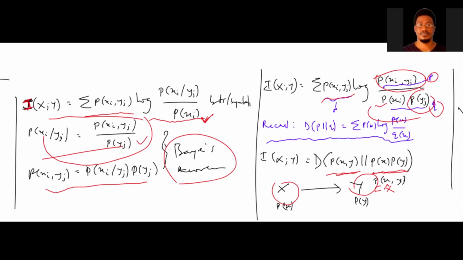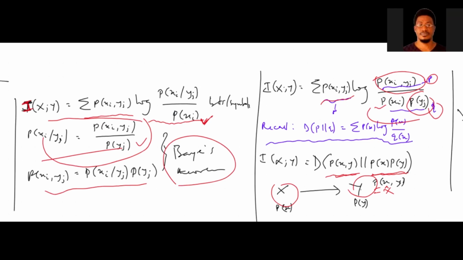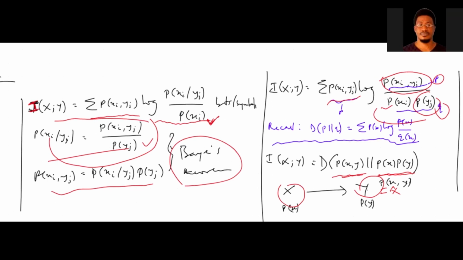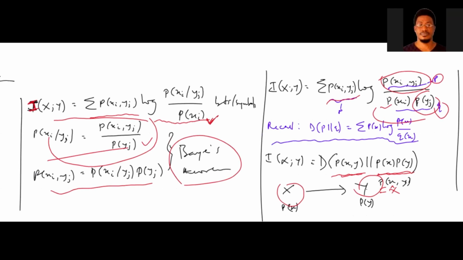Okay, so it's more like the measure of the reduction in the uncertainty of this random variable due to the information we have about this random variable.